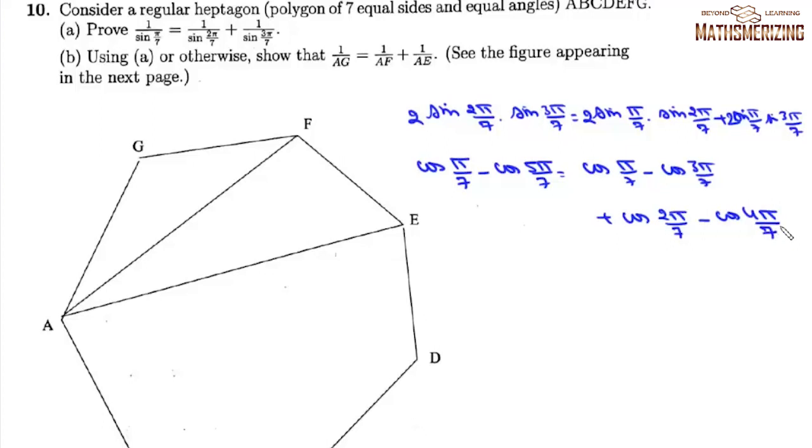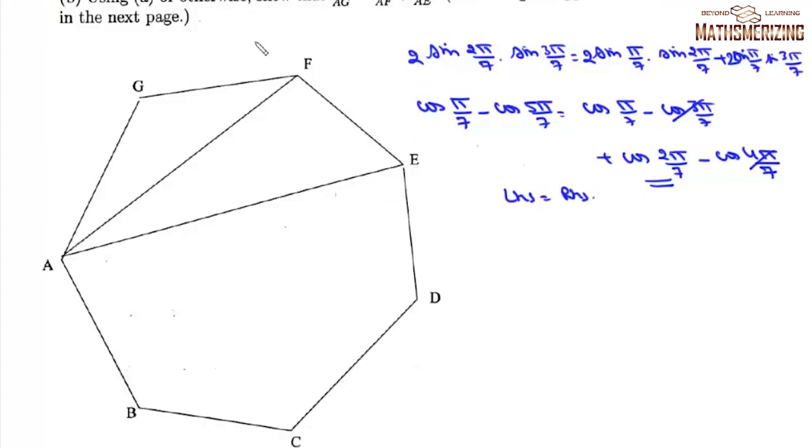4 pi by 7. Now cos 4 pi by 7 is cos(pi minus 3 pi by 7), and cos(pi minus theta) is minus cos theta. So these two expressions will cancel, and cos 2 pi by 7 is minus cos 5 pi by 7. So this left hand side is equal to its right hand side. So we have proved that 1 upon sine pi by 7 equals 1 upon sine 2 pi by 7 plus 1 upon sine 3 pi by 7.